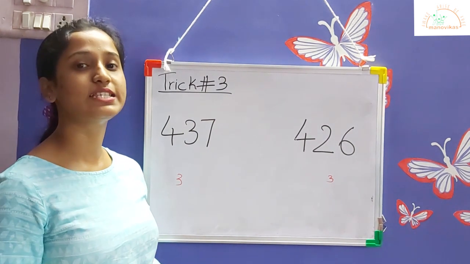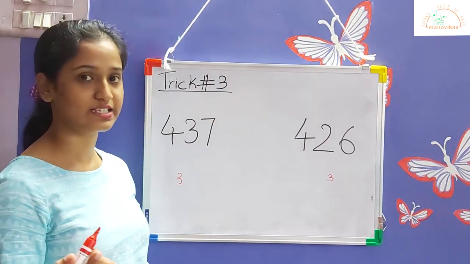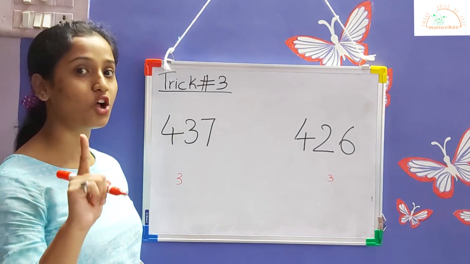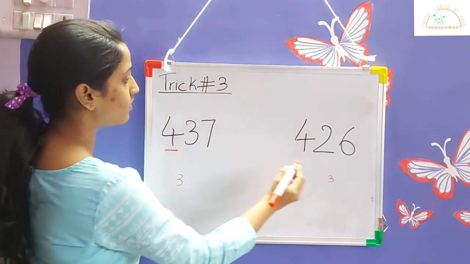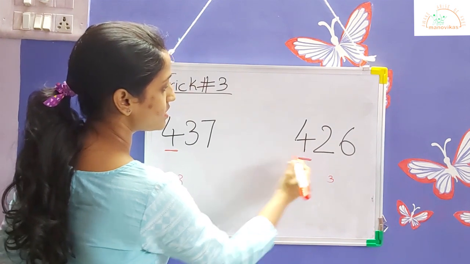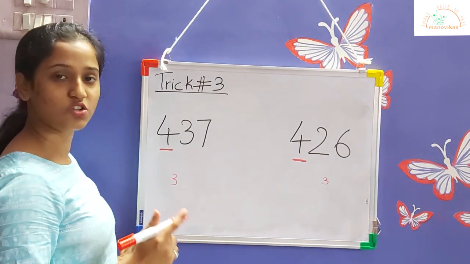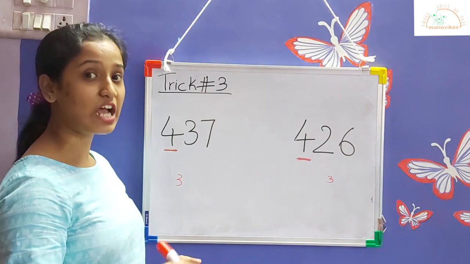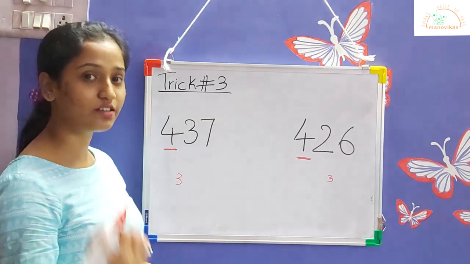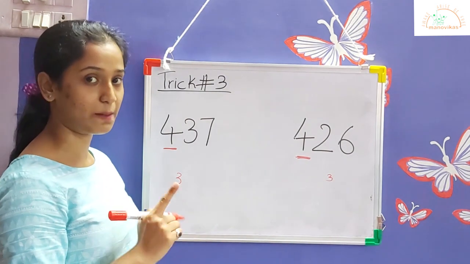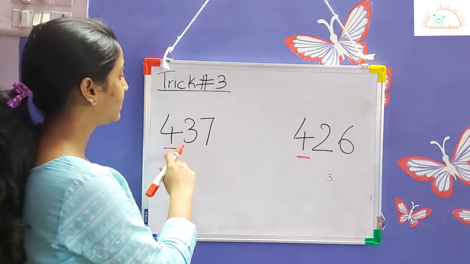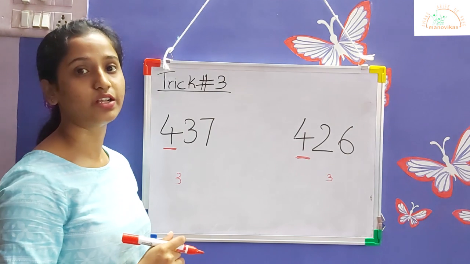So the first trick is not applicable. So we'll jump to the second trick. The second trick says to compare the first digit of each number. So the first digit is 4 here, and here also it is 4. So the second trick is also not applicable. So now we'll go to the third trick. The third trick says that if the first digits of the two numbers are equal, then compare the next digits of the numbers.